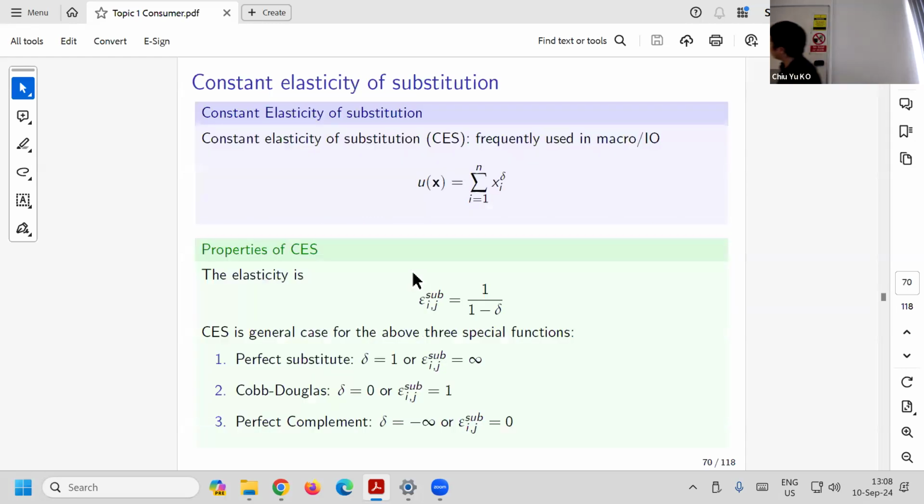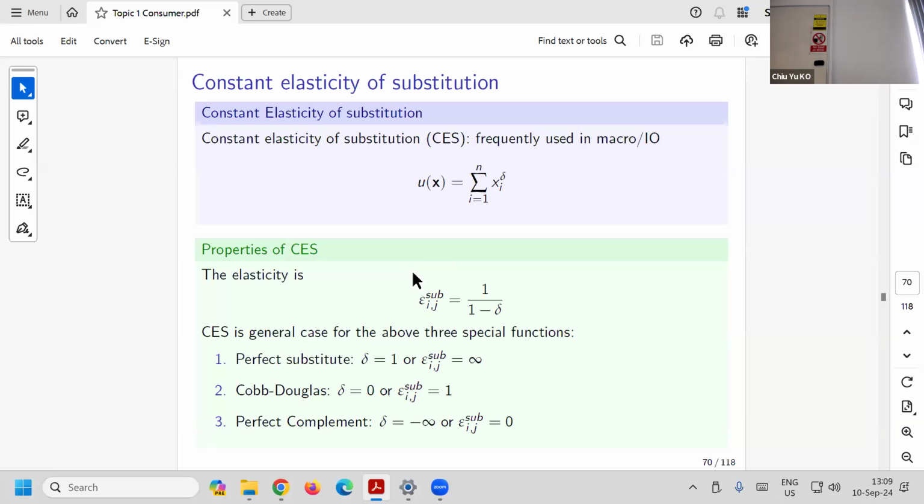Now, why do we care about this? Because of this very famous utility function. This utility function is not Cobb-Douglas. Cobb-Douglas is a product, right? This is a sum. Although it looks weird, it's additive, right? Because it just says how much of good 1 you spend raised to the power delta, and good 2 and good 3, right? And it turns out to be this interesting thing.